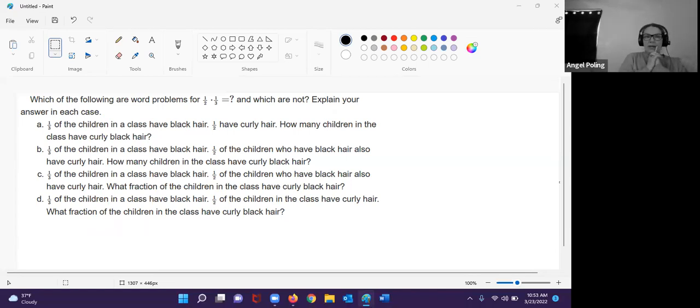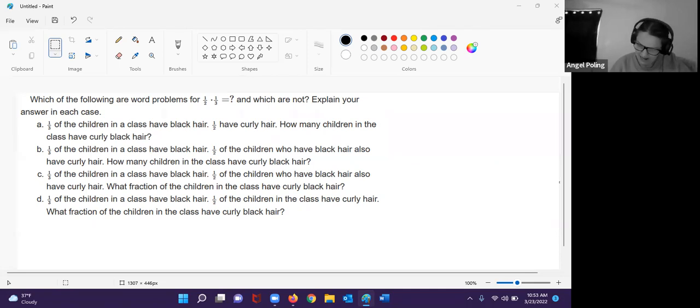Which of the following are word problems for 1/2 times 1/3 and which are not? Explain your answer in each case. A, 1/3 of the children in the class have black hair. 1/2 have curly hair. How many children in the class have curly black hair?